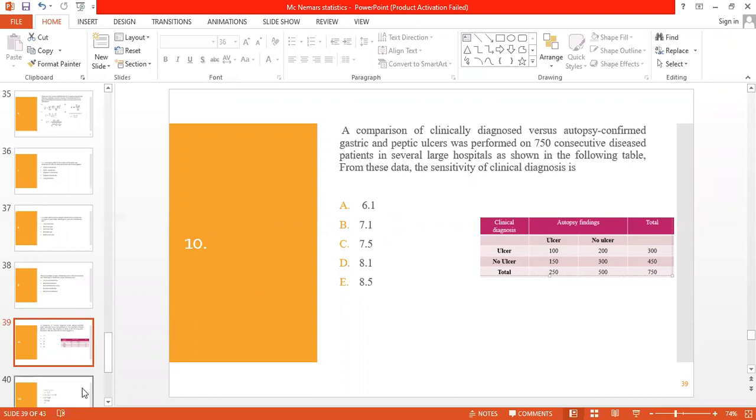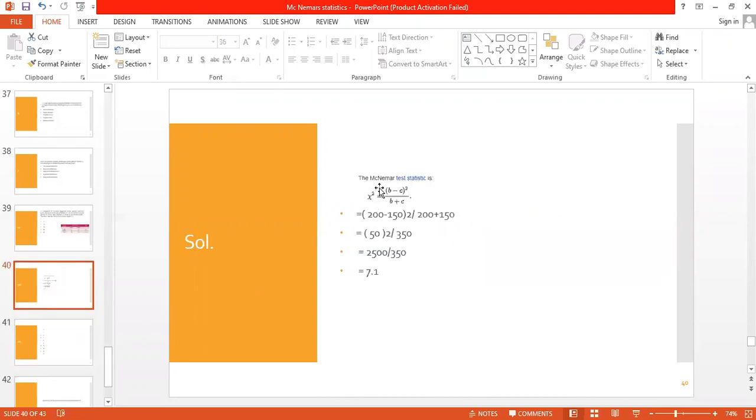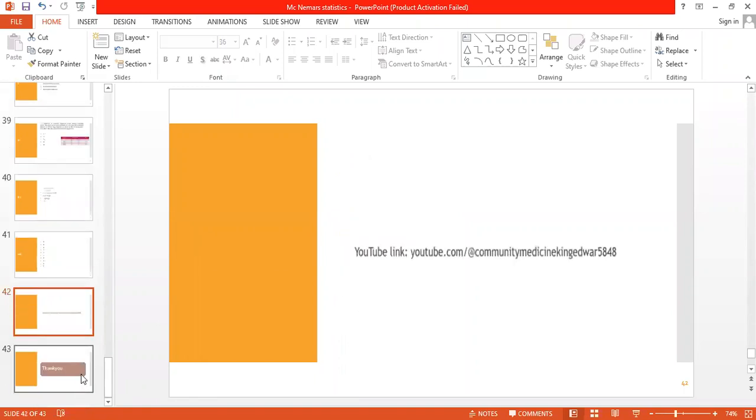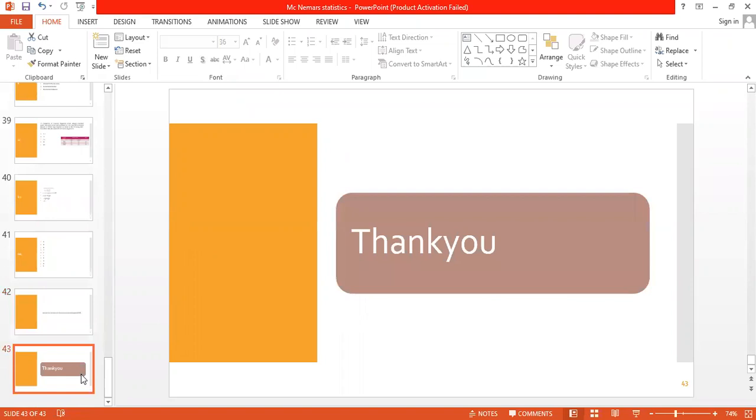So here is the solution. This is the formula which is used: 200 minus 150, under root 2, and 200 plus 150, so 50. When we take the square, the answer is 2500, divided by 350, so we get 7.1. This is the key of my MCQs, the YouTube link of my presentation, and thank you.